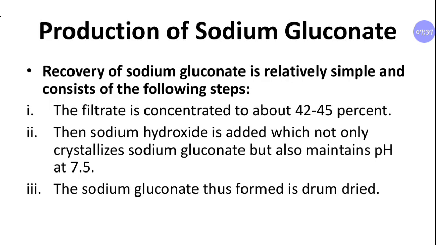Production of sodium gluconate. The steps involved in production of sodium gluconate are: the filtrate is concentrated to about 40 to 45%, and then sodium hydroxide is added, which crystallizes the sodium gluconate and also maintains the pH at 7.5. The sodium gluconate formed is then drum dried.